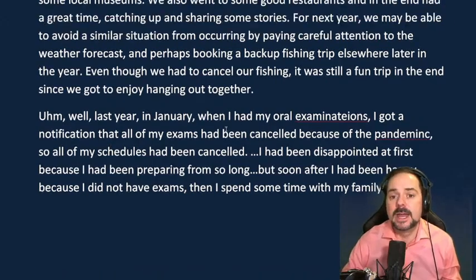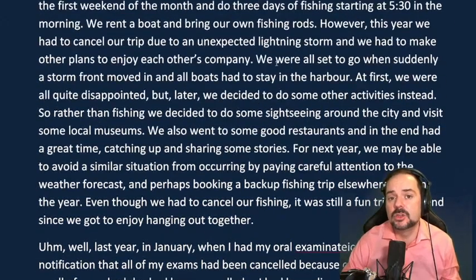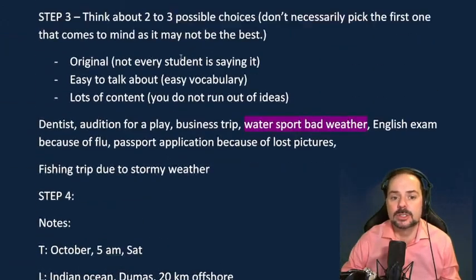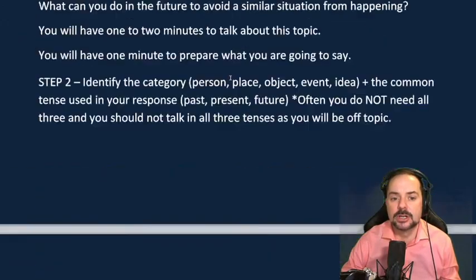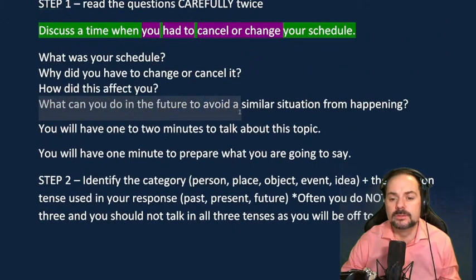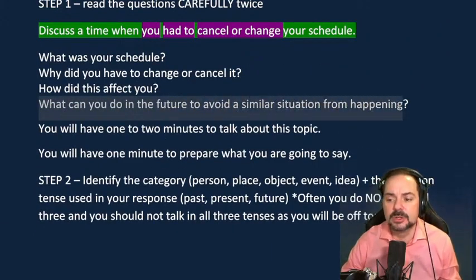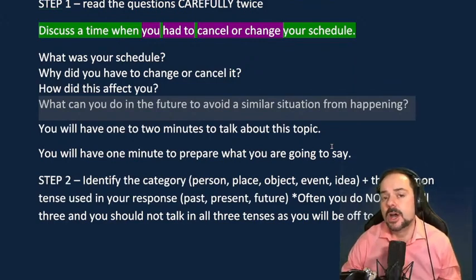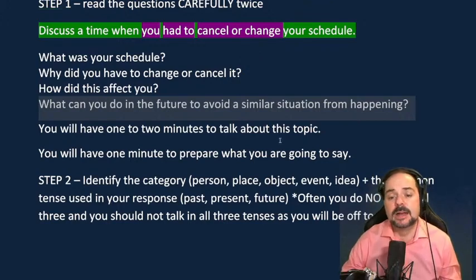So you want to avoid that, and one way to avoid that is to check your notes and to check the questions. One question that we had here, Jashan, was what can you do in the future to avoid a similar situation from happening? Even if it's out of your control because you cannot avoid an exam from being canceled, you have nothing to do with a pandemic, for example, then you have to say that.